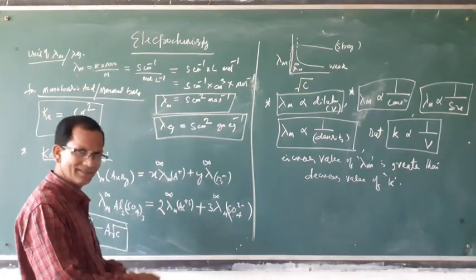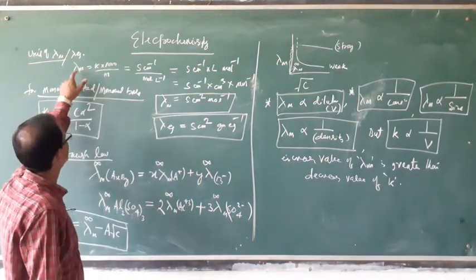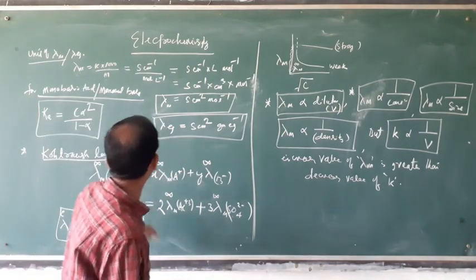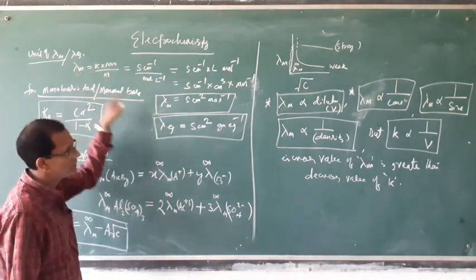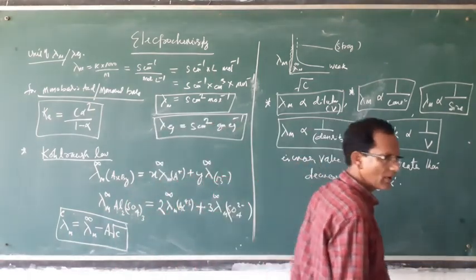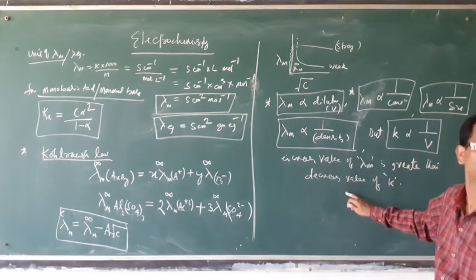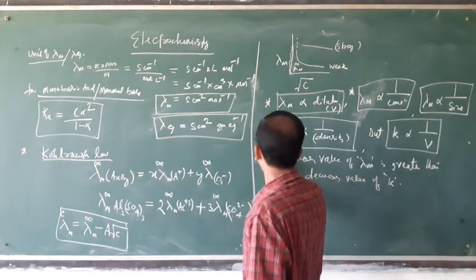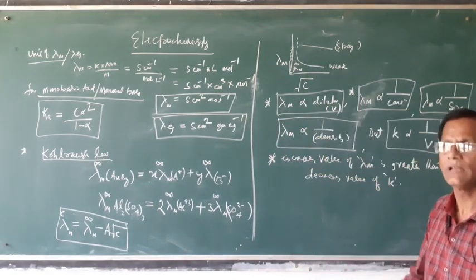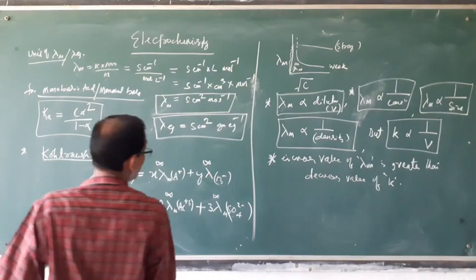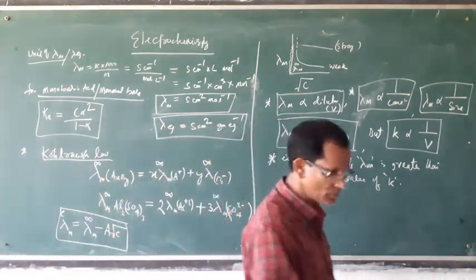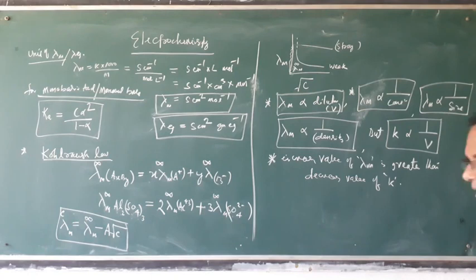If you add water, if you dilute the solution, ultimately lambda m will increase. One will increase and the other will decrease, but the increasing value is more than the decreasing value. That's why by increasing dilution, lambda m always increases. But the increase is not very high, not very sharp. Okay, this is the relation between lambda m and kappa.